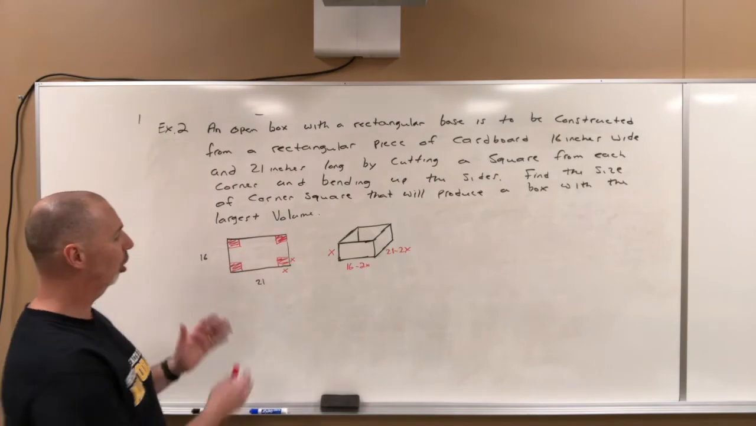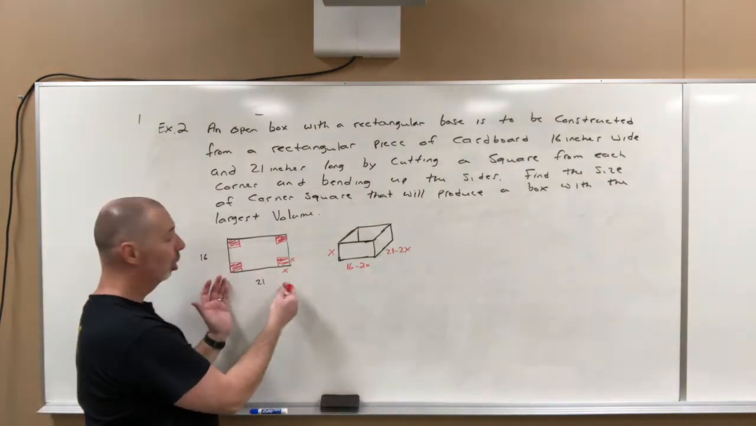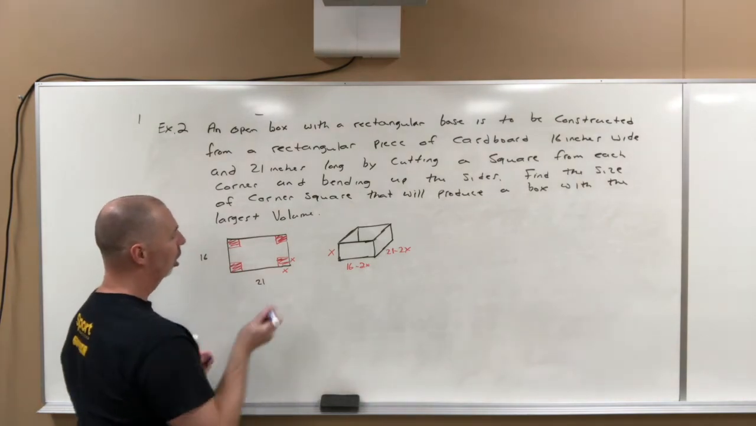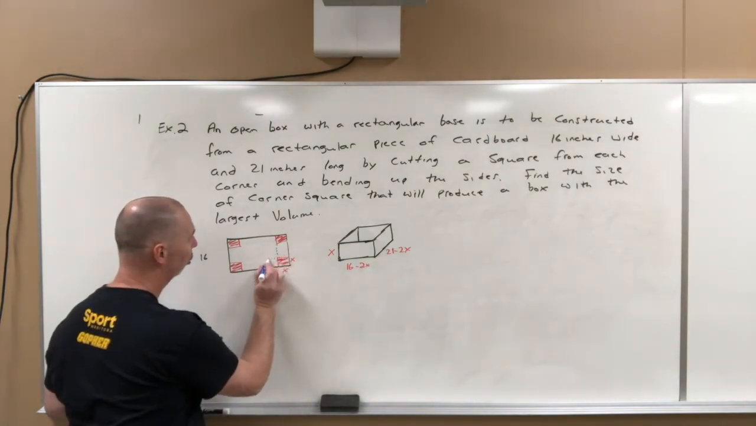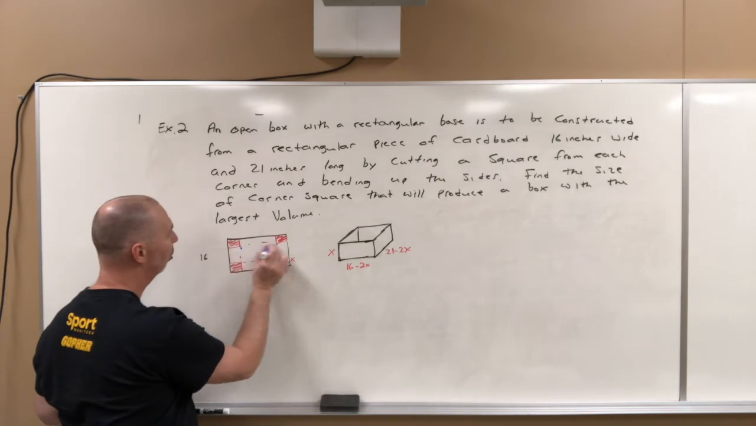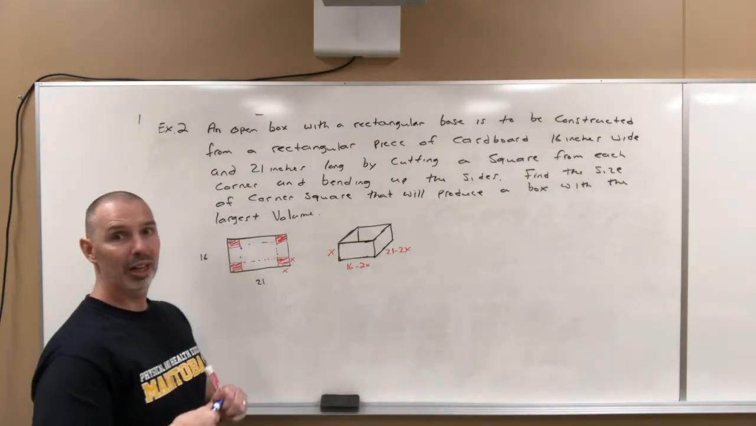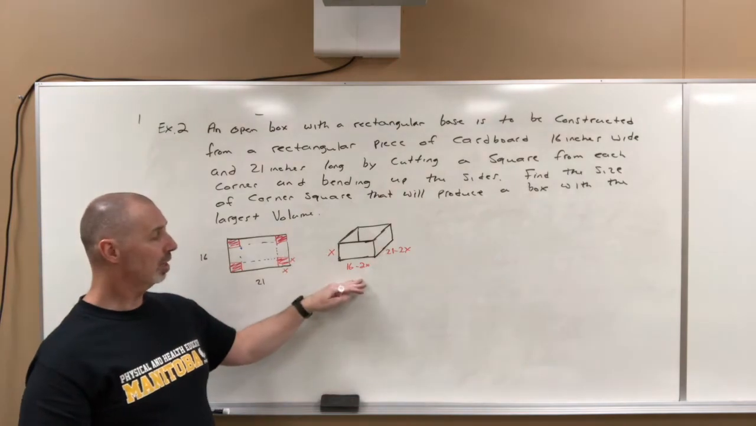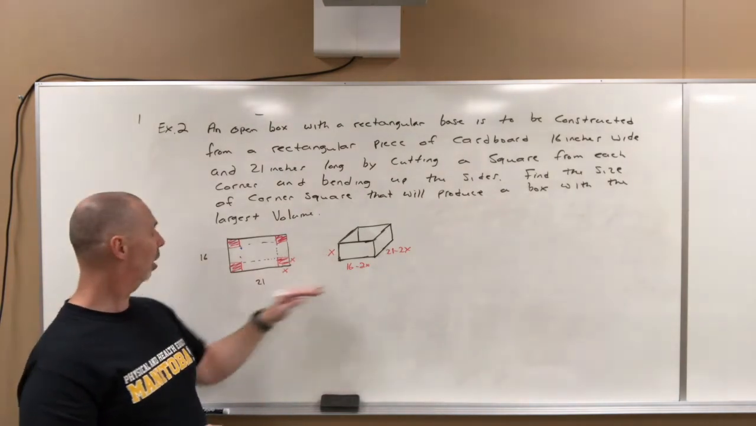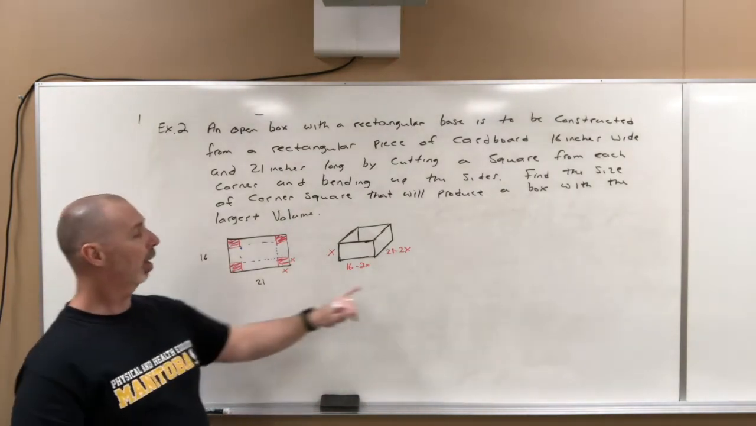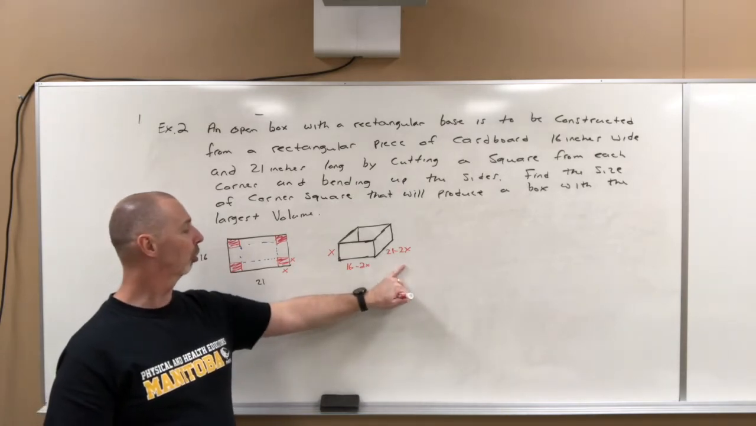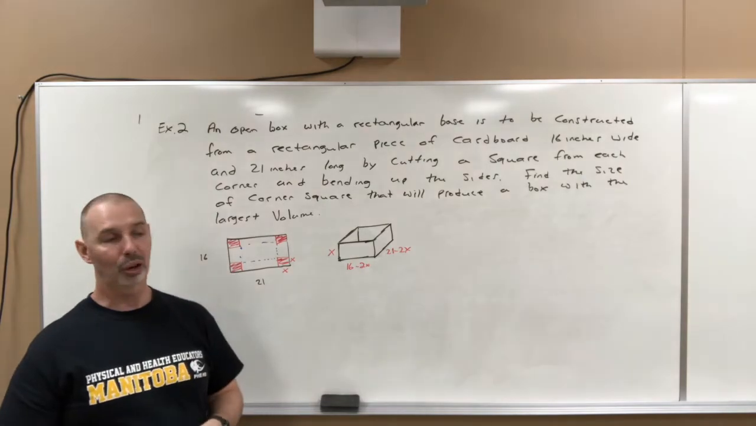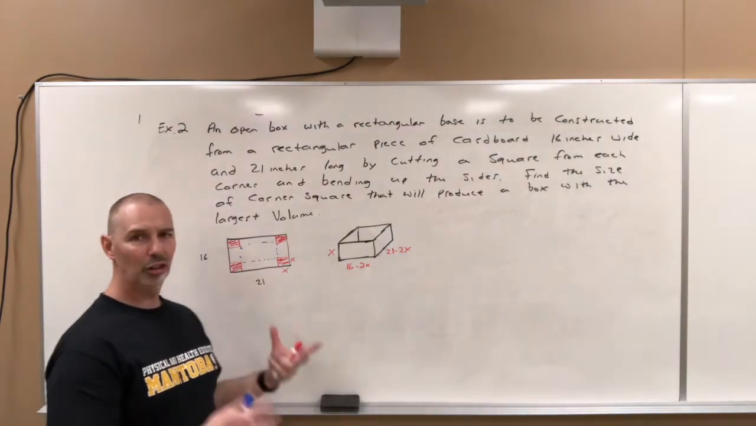So what we've got is a piece of cardboard, 16 by 21, and we're going to cut corners out. And then we're going to take this and we're going to fold along these blue dotted lines. We're going to fold them up, and that's going to create a box that has a height of x, a base of 16 minus 2x, right? We took x and x out, and 21 minus 2x for the length, again cutting x and x out of the corners. So this is our box, this is our setup.